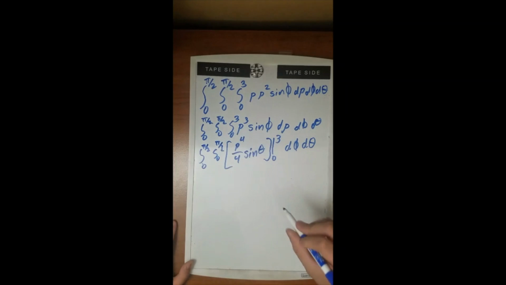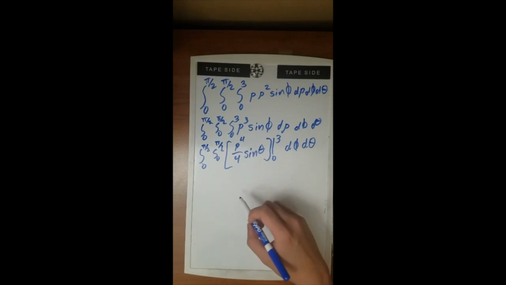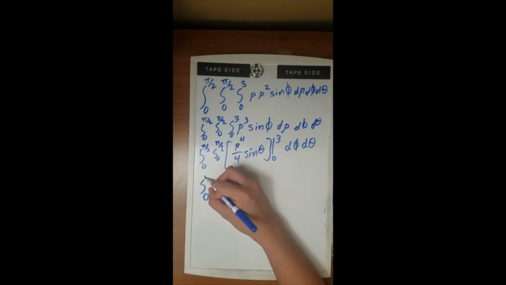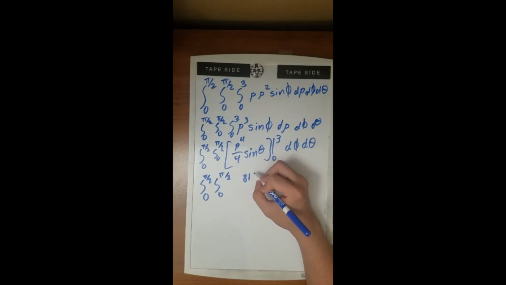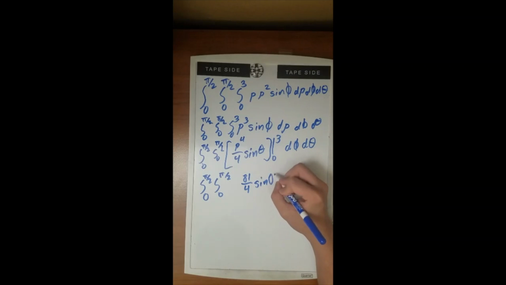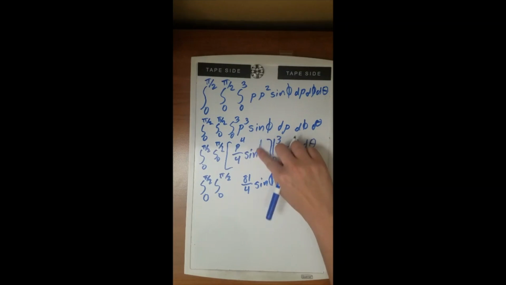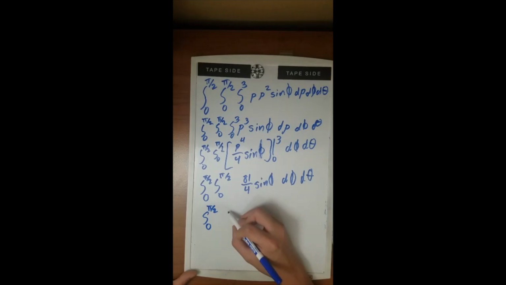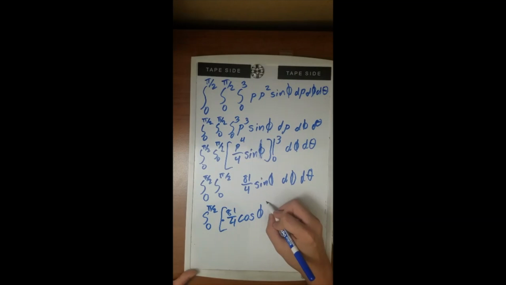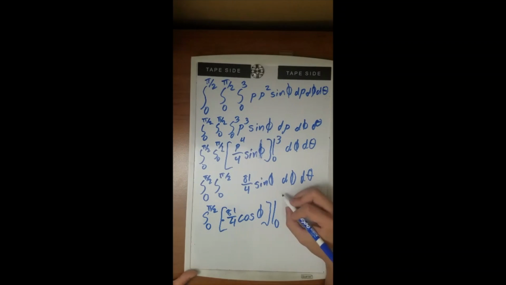And this one should come out to be, from 0 to pi over 2, 0 to pi over 2, 81 over 4 sine phi. Again, this is supposed to be a sine phi, I apologize. D phi, d theta. And now we can integrate with respect to phi, which will make it 0 to pi over 2 of negative 81 over 4 cosine of phi, evaluated from 0 to pi over 2, d theta.